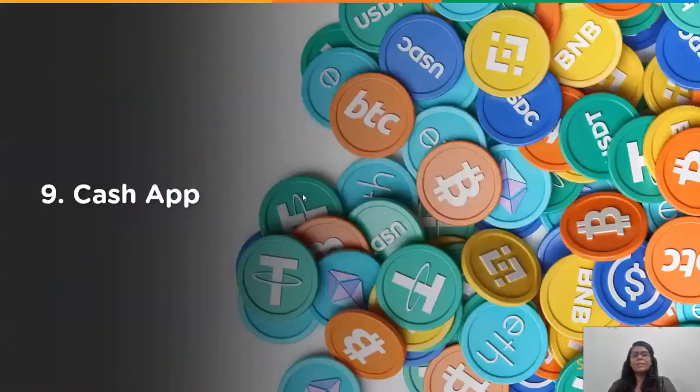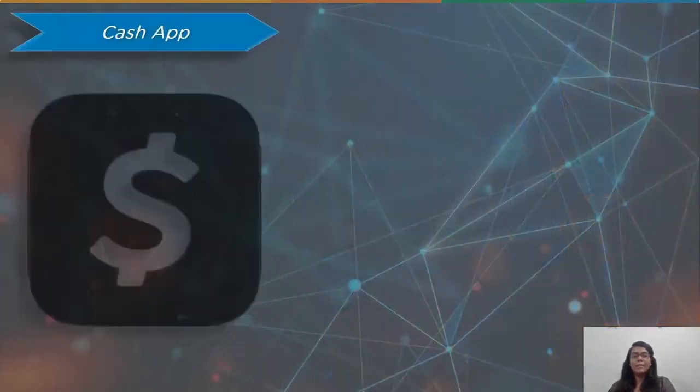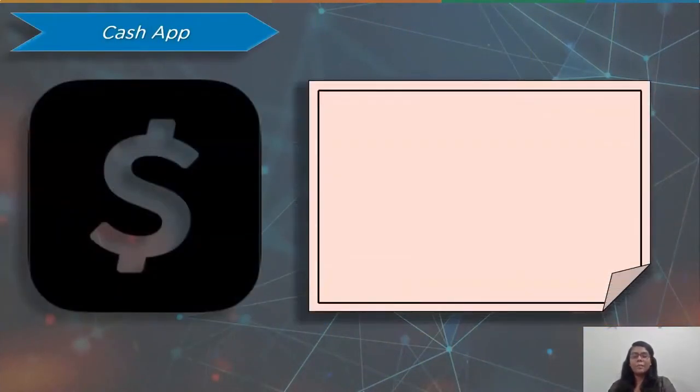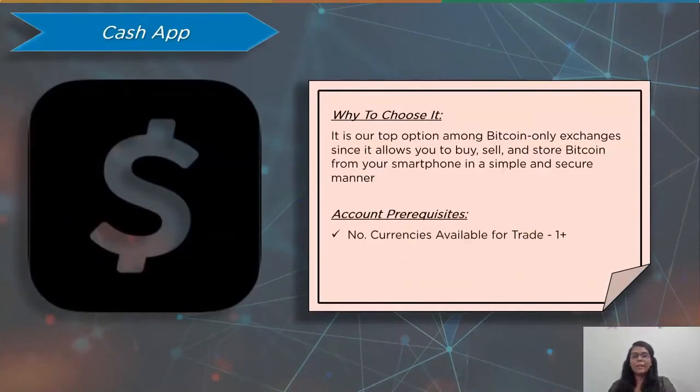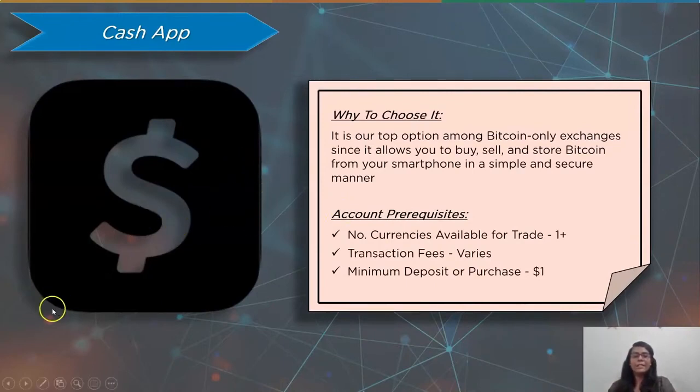Now, individuals in the United States and the United Kingdom can use the Cash App to send, spend, deposit, and invest money. It's essentially a peer-to-peer payment app with an investment component. Through the Cash App, users can also invest in stocks, ETFs, and Bitcoin. It enables you to purchase, sell, and store Bitcoin from your smartphone itself in a simpler and safer manner.